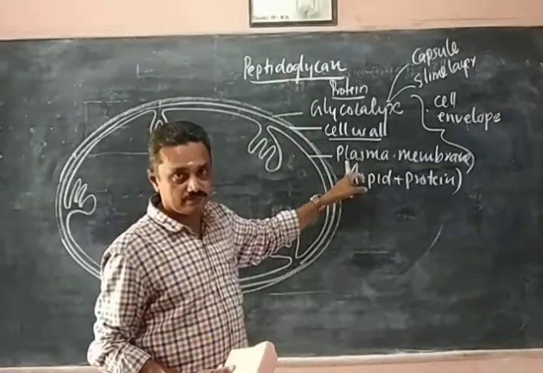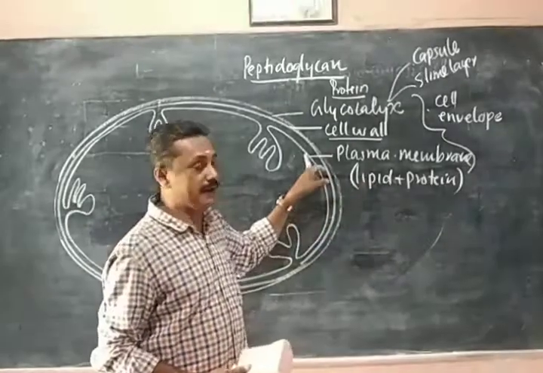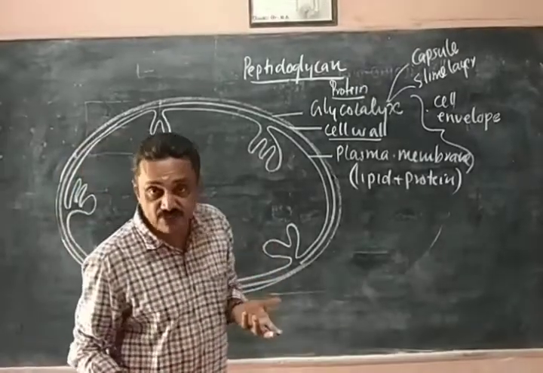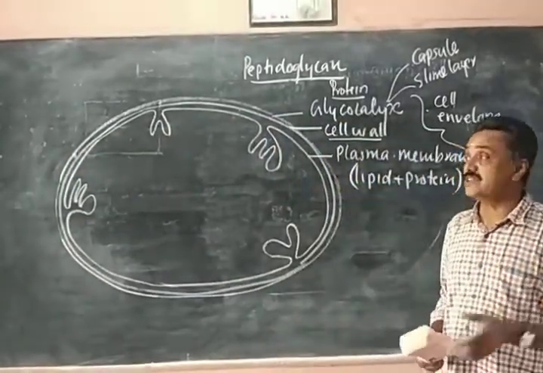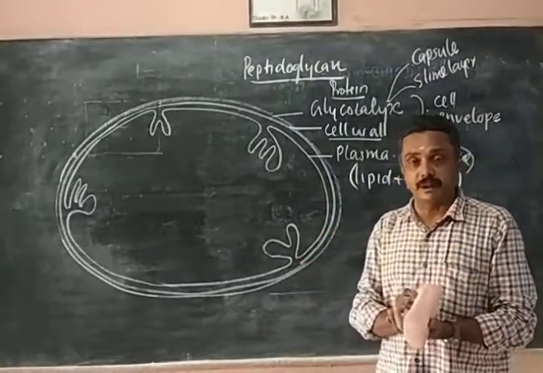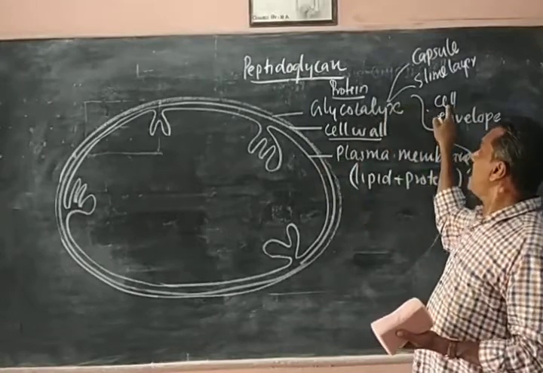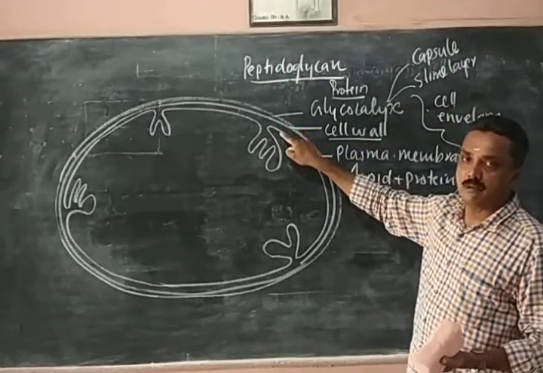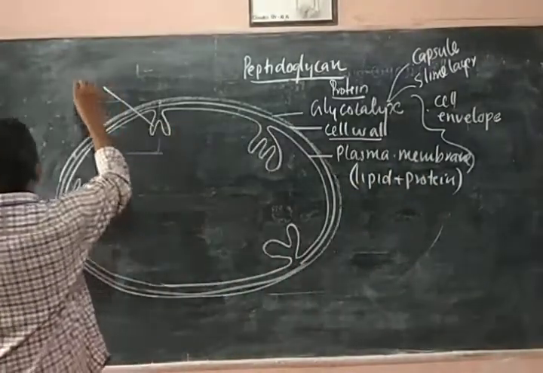The plasma membrane is made up of lipid and proteins. The plasma membrane is enfolded like that. You can see foldings to increase the surface area. Various reactions are taking place in the plasma membrane. So these three layered coverings are together called a cell envelope: glycocalyx, cell wall, and inner to that the plasma membrane. And numerous enfoldings are present in the plasma membrane.